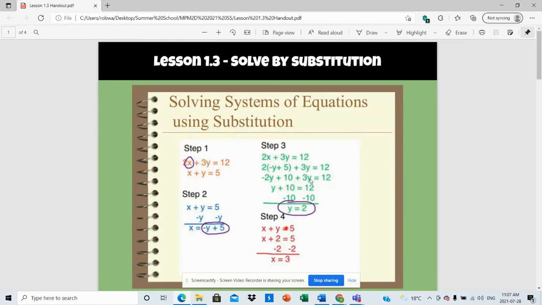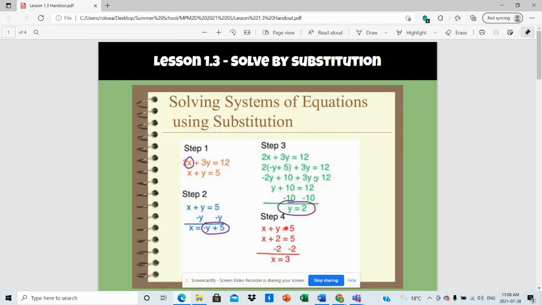So now we're going to collect our like terms. We have y's. We have negative 2y and positive 3y. So when we do negative 2 plus 3, that's just going to give us 1. So we've just got y all by itself here. Now y plus 10 equals 12.